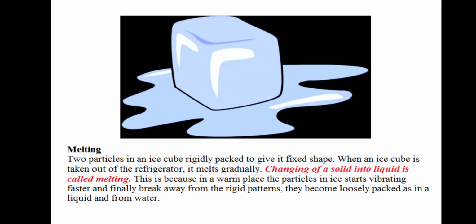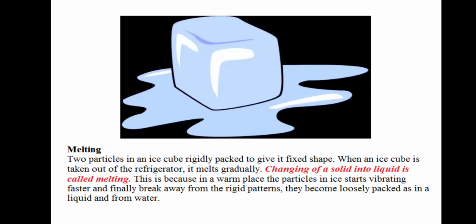Melting. The particles in an ice cube are rigidly packed to give a fixed shape. So it's not two, it is particles in an ice cube. The particles in an ice cube are tightly packed. Now if you take an ice cube, the water particles are very tightly packed and that's why they form a fixed shape. When an ice cube is taken out of the refrigerator, it melts gradually. Changing of a solid into a liquid is called melting. This is because in a warm place, the particles in ice start vibrating faster and finally break away from the rigid patterns. They become loosely packed as in a liquid and form water.